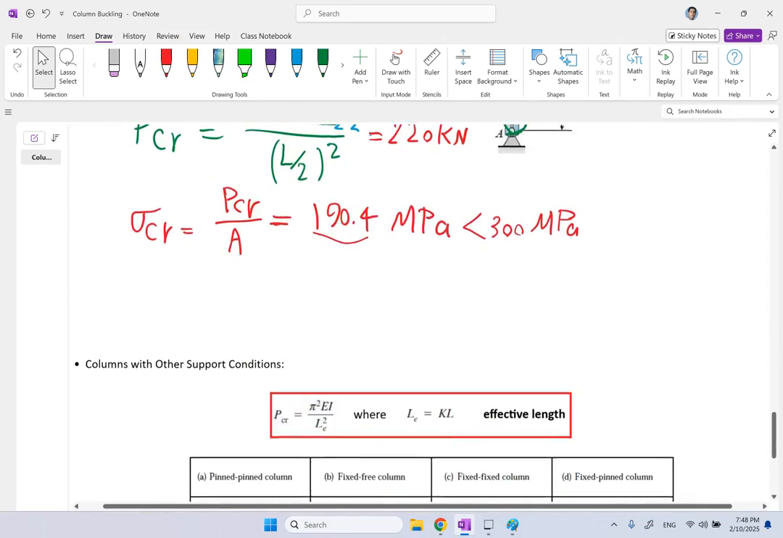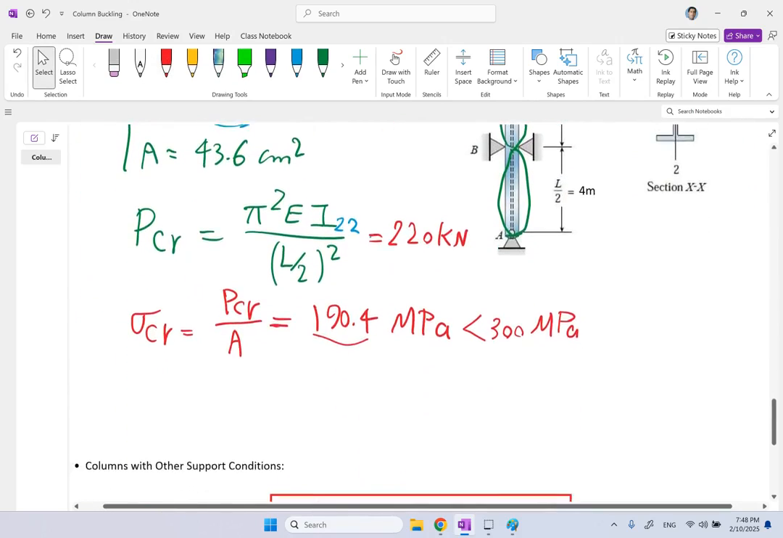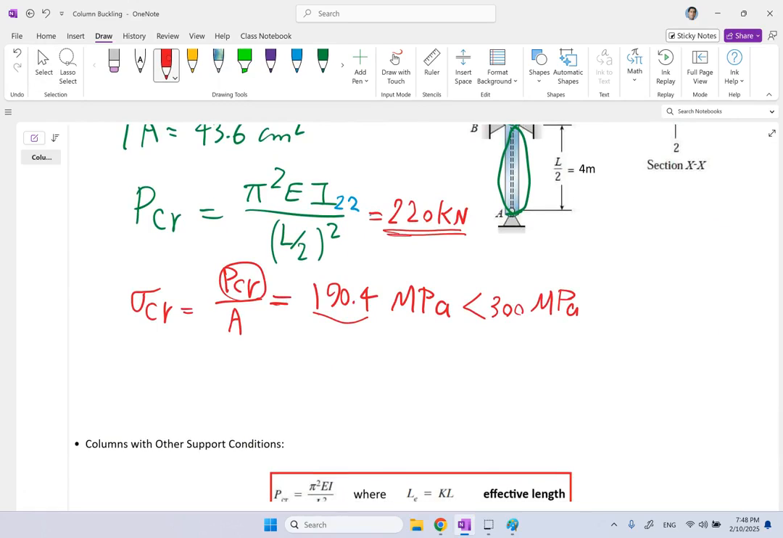Now it says how much is the total force that you can have if you want a safety factor of 2.5. What does 2.5 mean? It means my force should not be as big as the P critical. It should not be this much. Because if I'm at that, the safety factor is 1. Basically, anytime I pass that number, the buckling starts.